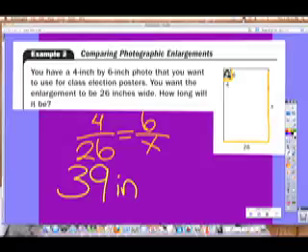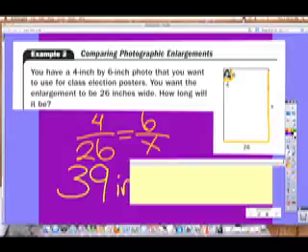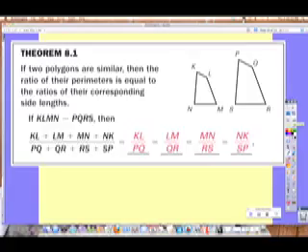Oh, this one, I already kind of gave this one away. So this is a proportionality statement. So you can break it down into pieces. KL over PQ equals LM over QR. So go for it. I know you're copying it down. Take your time.